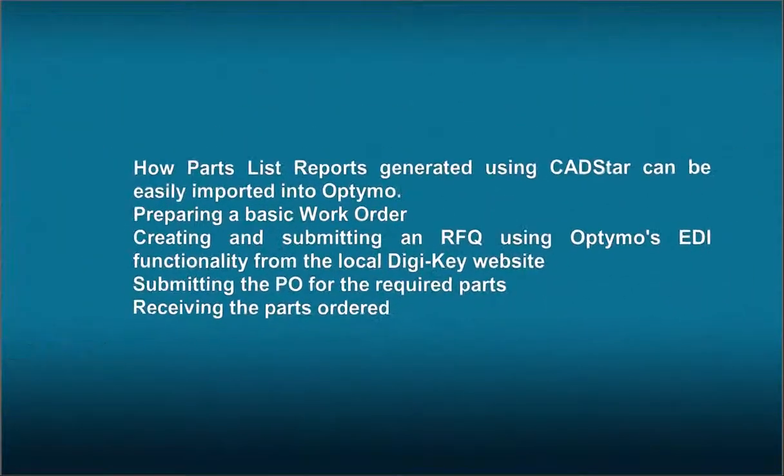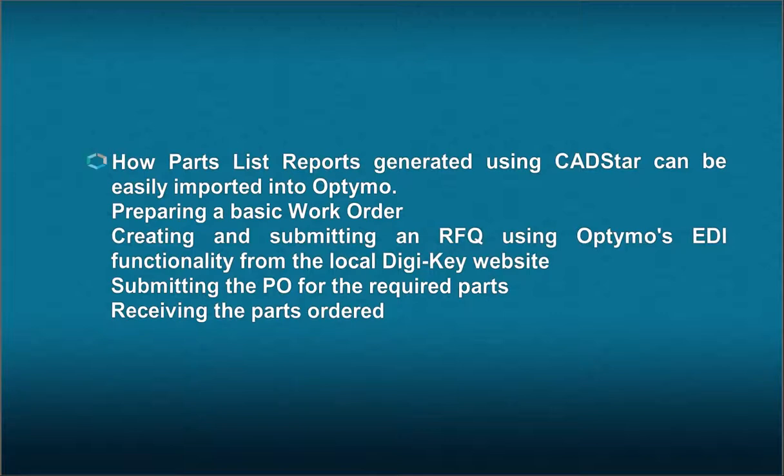This short video will cover the following topics: how BOMs are imported into Optymo for processing, how to prepare a basic work order, creating and submitting an RFQ using Optymo's EDI functionality from the local Digi-Key website, submitting the PO for the required parts, and finally receiving the parts ordered into inventory.